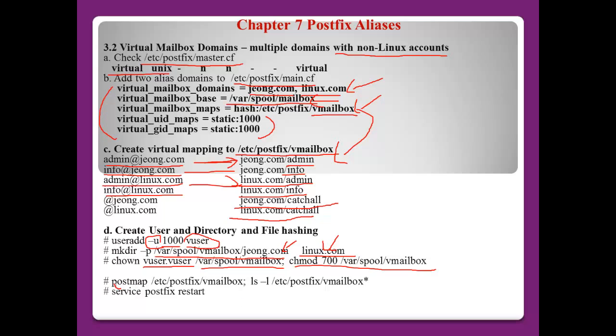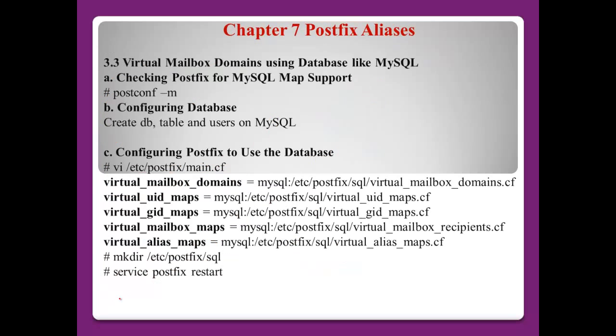And after that, using postmap, we can configure like this. And if we use this command, we can find the vmailbox and vmailbox.db. And after that, we have to restart the postfix.